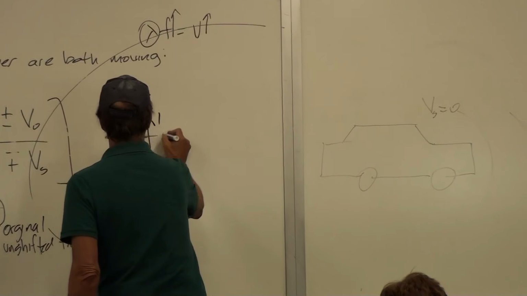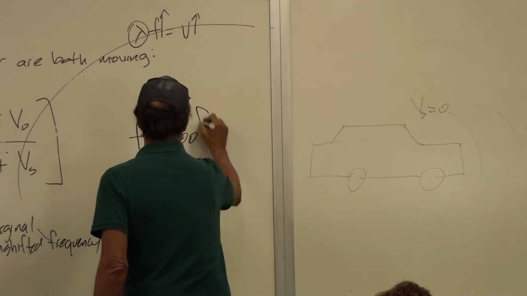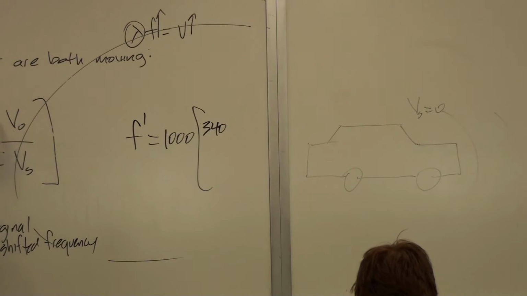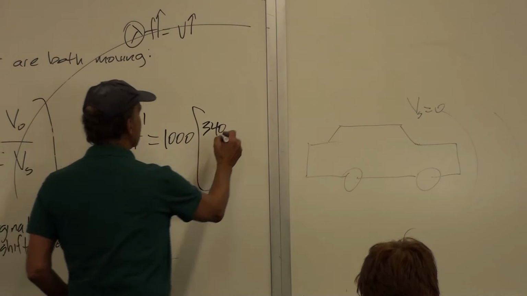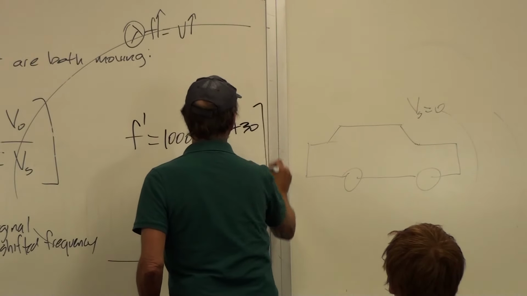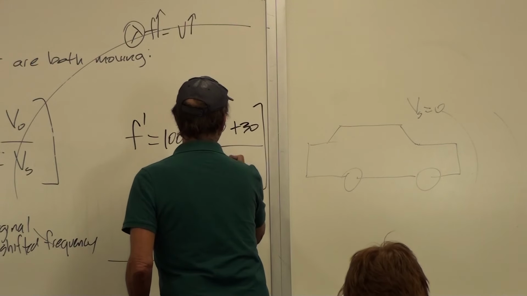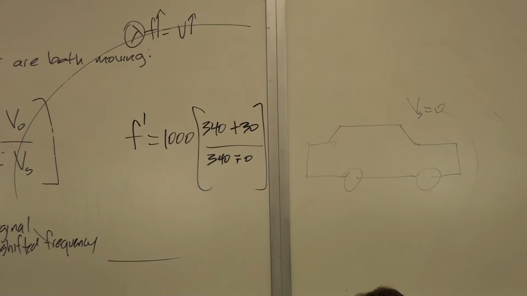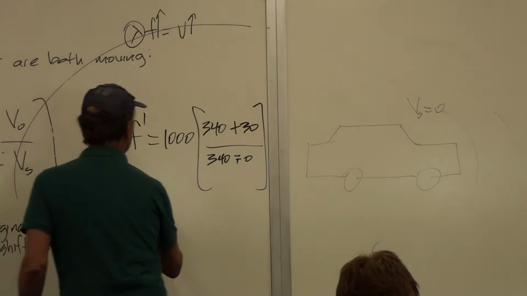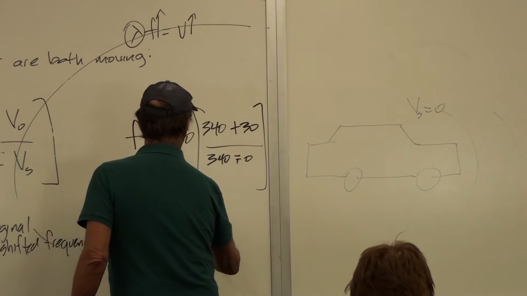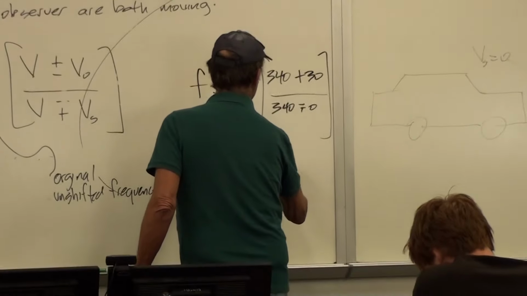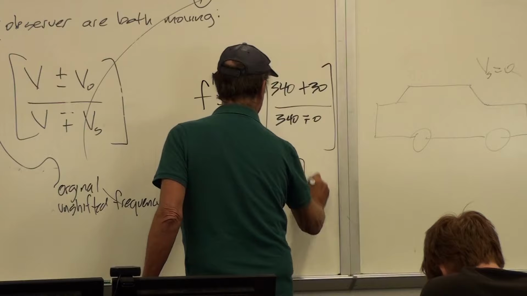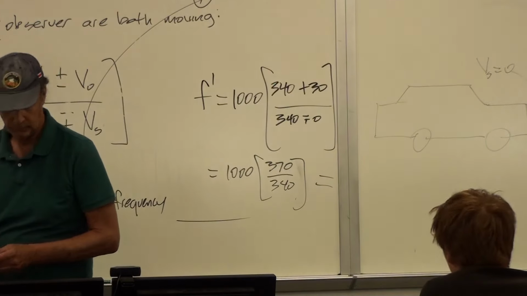So for this problem, f prime is equal to 1,000 times 340. Now it's relative motion toward for the observer, so we use the plus sign. That's going to be plus 30, divided by 340 minus or plus 0, because the velocity of the source is 0. So this is going to be 1,000 times 370 divided by 340. It's 1088.